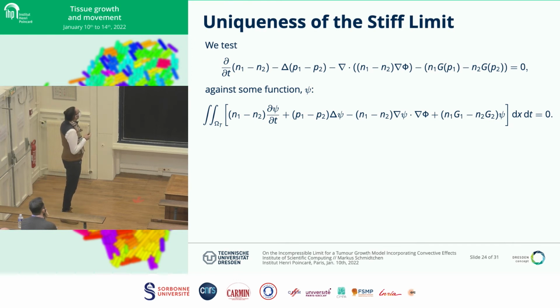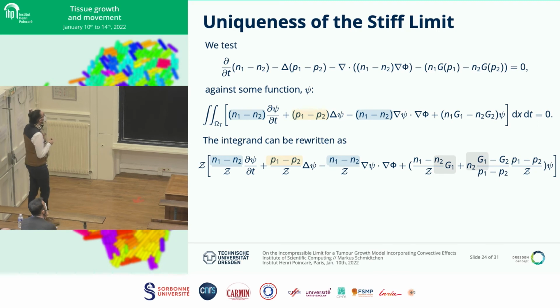So what we do is we study the difference, I mean, it's the standard thing to do, between two solutions, so n1 and n2, and p1 and p2. We test it against some test function psi, and then we just take the integrand and we rewrite it. So we factor out a z. At this stage, it doesn't matter what it is, but I just want you to focus on copying all of these terms. We divide by z and we multiply by z.